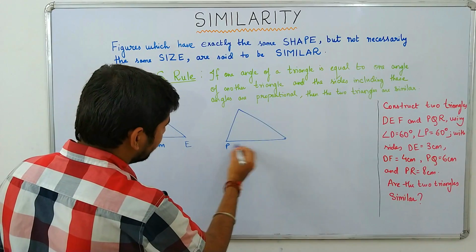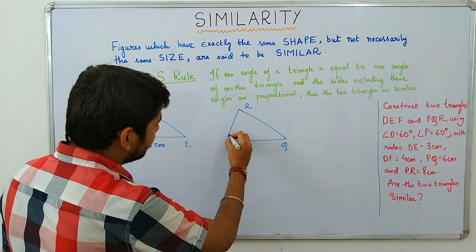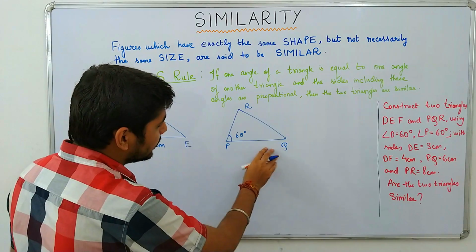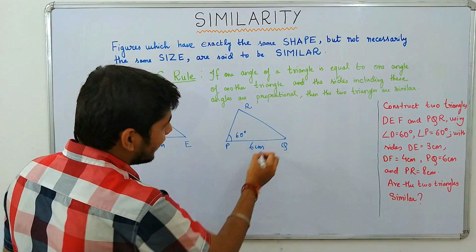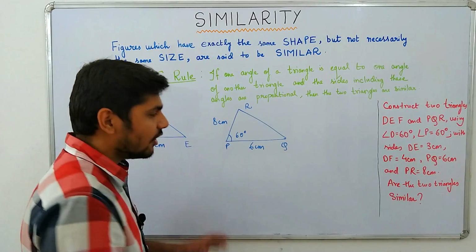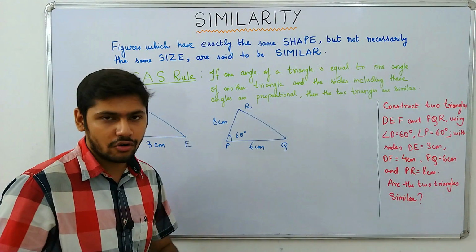is PQR. And in this triangle, angle P is equal to 60 degrees. The side PQ is equal to 6 cm and the side PR is equal to 8 cm. Okay. Now we have been asked whether these two triangles are similar or not.